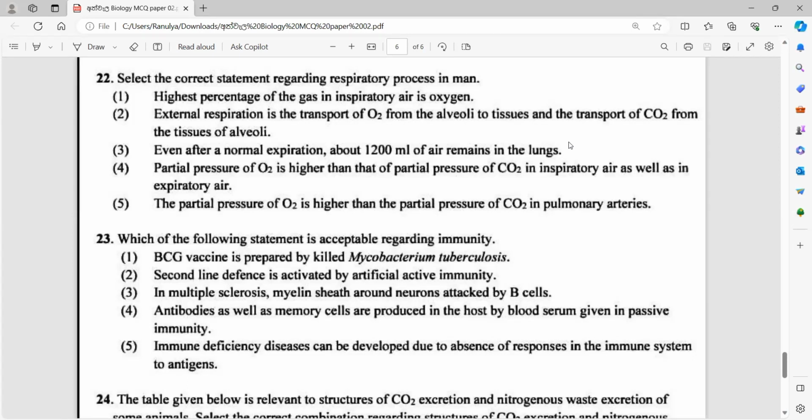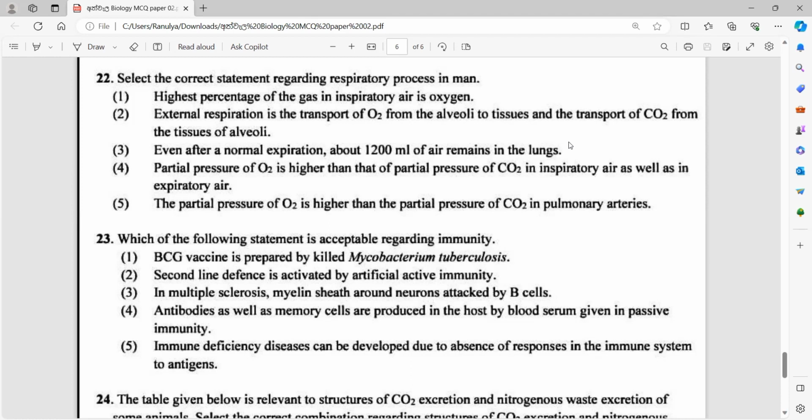Fifth one, partial pressure of oxygen is higher than partial pressure of carbon dioxide in pulmonary arteries. Now, pulmonary arteries carry blood to the lungs. Why? Because it is deoxygenated. So partial pressure of carbon dioxide is greater than partial pressure of oxygen. So the answer should be the fourth answer. For the 22nd question, the answer should be the fourth answer.